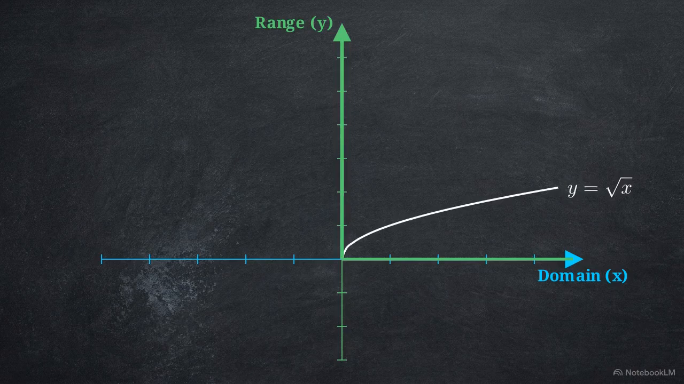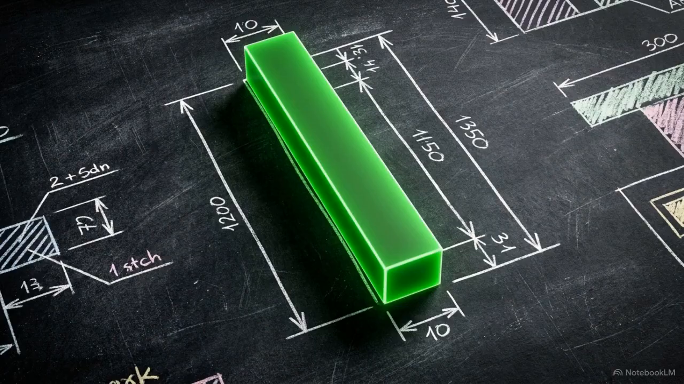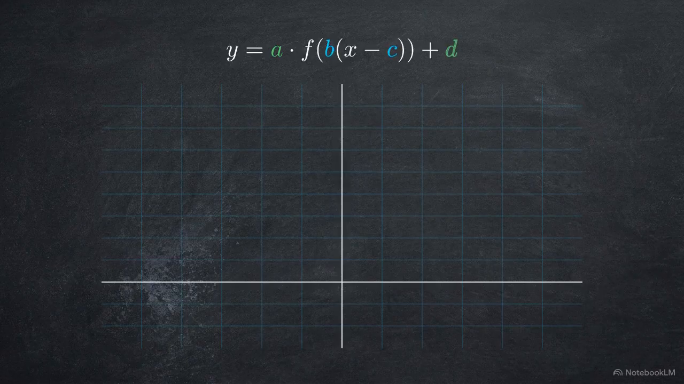Once we establish these structural baselines, we can manipulate them. This universal formula acts as an operational matrix, allowing us to precisely shift and stretch any base function's geometry. Variables a and d operate outside the base function, directly impacting the vertical range. Adding a value to d shifts the graph vertically. Positive values slide the structure up, negative values slide it down.